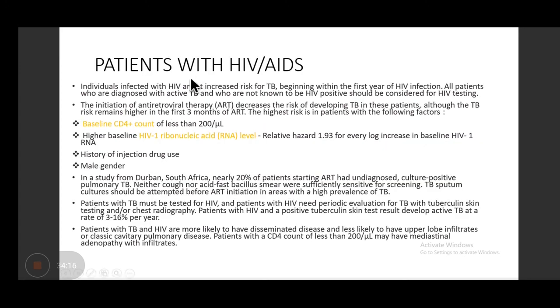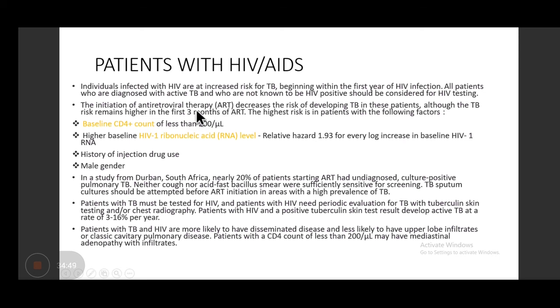Now, something about patients with HIV/AIDS. Individuals who are infected with HIV are at an increased risk for TB beginning within the first year of HIV infection. All patients who are diagnosed with active TB, as we discussed earlier, and who are not known to be HIV positive, should be considered for HIV testing. HIV serology should be done in all patients of active tuberculosis. The initiation of antiretroviral therapy decreases the risk of developing TB in these patients.